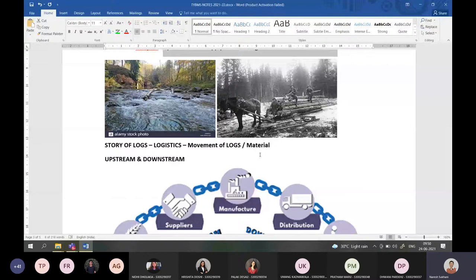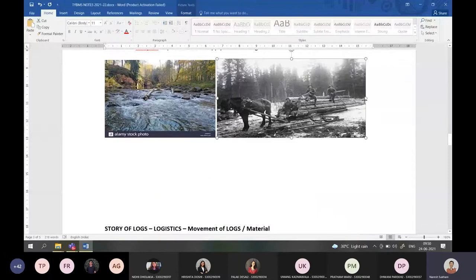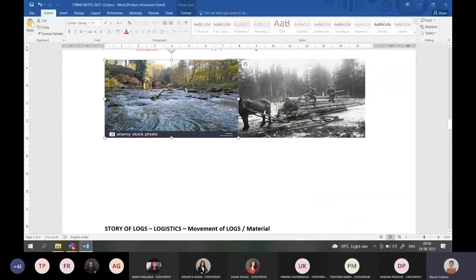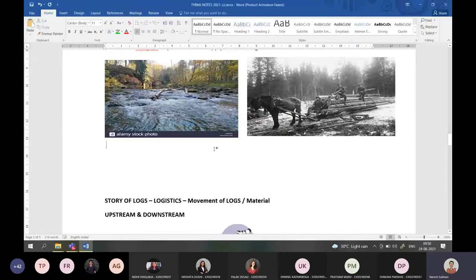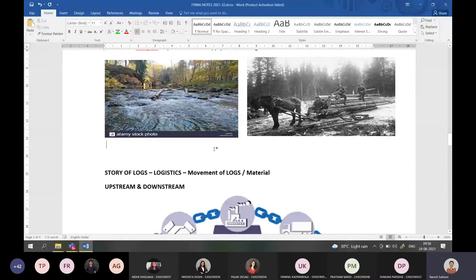If you're able to see on my screen, I'm going to increase the size of this picture. Logistics is the study of logs, or movement of logs or material. If you might have seen in the earlier days, the civilization days, logs or wood was being procured from the forest and stored. The reason is, wood is specifically used for what purposes? What are the two purposes for which wood is wanted?